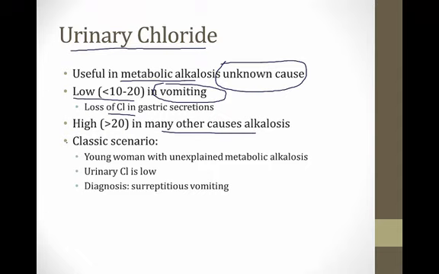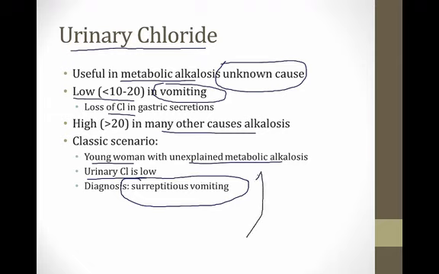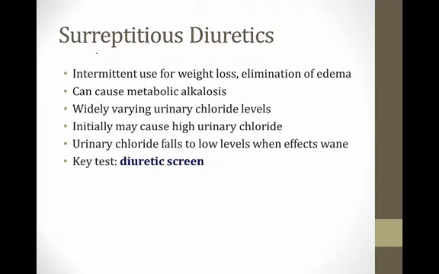And the classic scenario where this is useful that you should be aware of for your board exams is a young woman who has an unexplained metabolic alkalosis and the urinary chloride level is low. The diagnosis in this situation is usually surreptitious vomiting, often related to some type of eating disorder. And the way you make the diagnosis is by identifying the metabolic alkalosis and then identifying that the urinary chloride level is low.